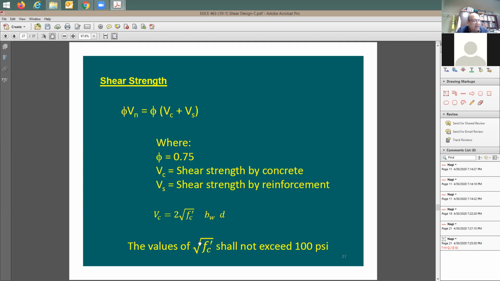Okay. The maximum value for square root of f prime c is going to be 100, which means a maximum f prime c of 10,000 psi. Recall this value. I want you to remember this value. We're going to be talking about it in the second slide set, about this 100. Square root of f prime c is going to be equal to 100 psi max. As you see here, the concrete strength, when it comes to shear, is going to be based on the interlocking of the concrete aggregate and particles.